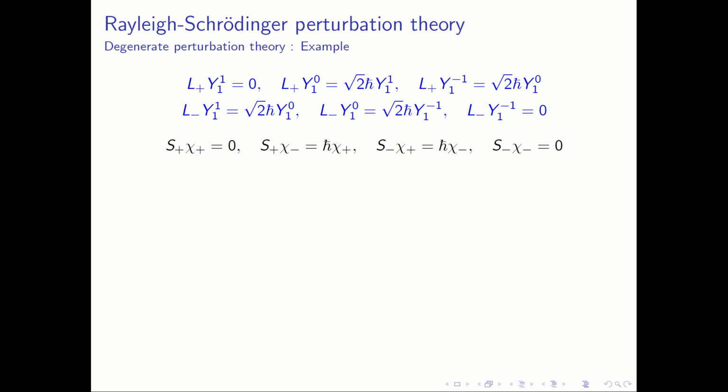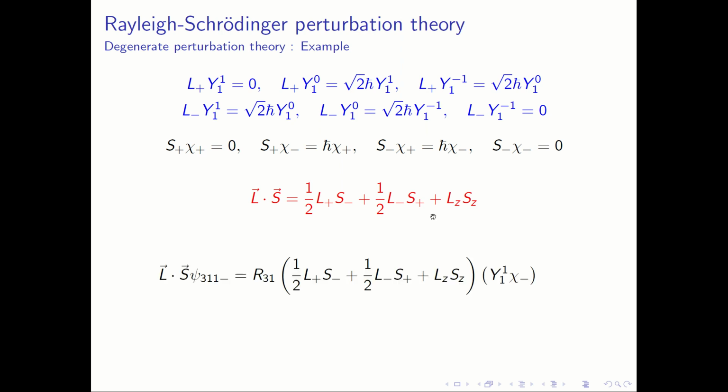Because we can easily write down L dot S in this form. This is pretty straightforward to do, and we have already done this before, that L dot S can be written down as half L plus S minus plus half L minus S plus plus LZ SZ.